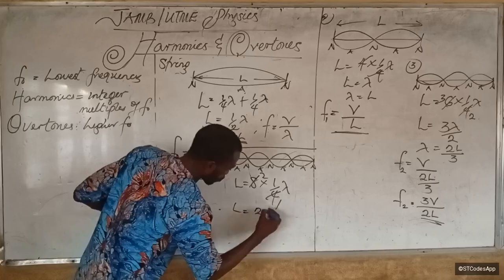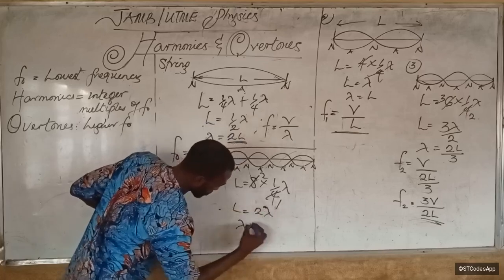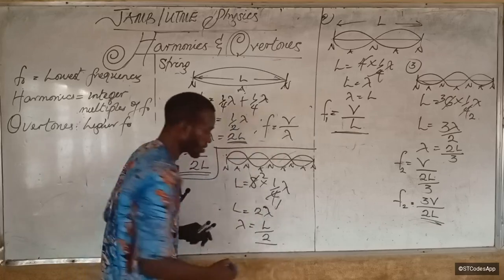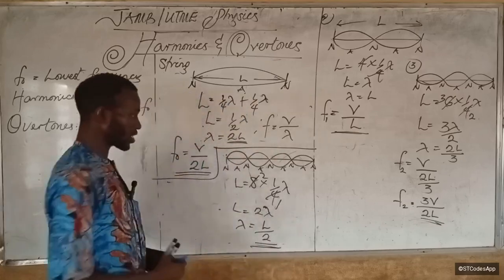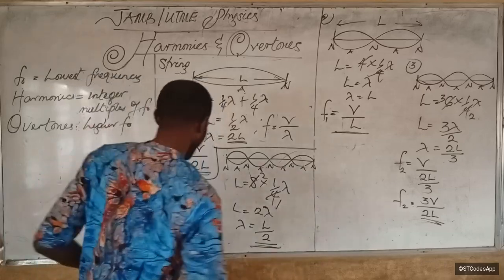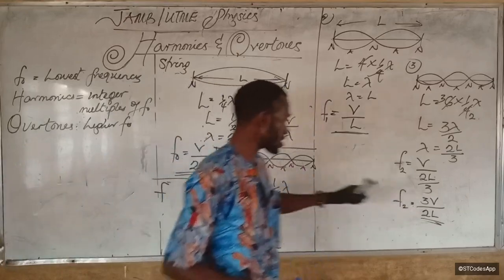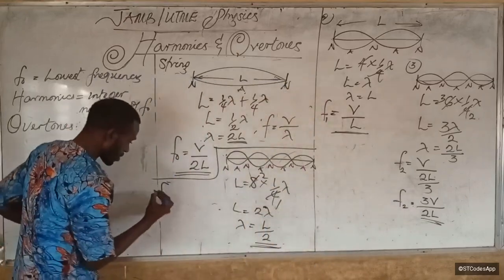So L will be equal to what? 2 lambda. So that lambda becomes what? L over 2. Am I correct? It looks strange, like I've not done it before. Okay, so the frequency, which is the next frequency, that's the 4th harmonic, right? That will be the 4th harmonic.